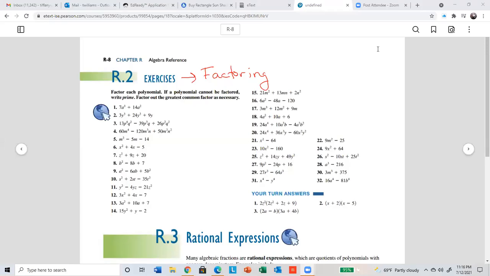Hi guys. So in this particular video, we're going to go over everything that we need to know about factoring. Now this is going to be short and sweet and to the point.